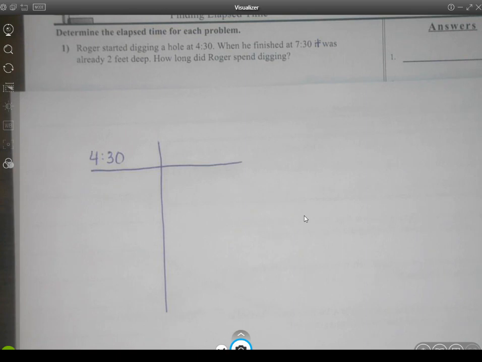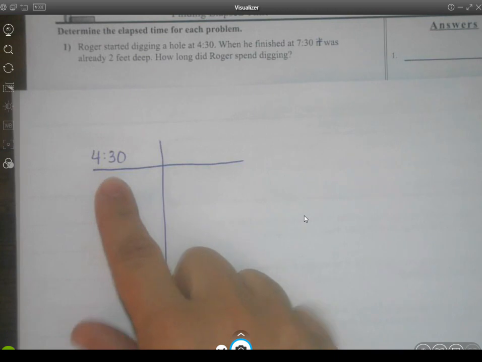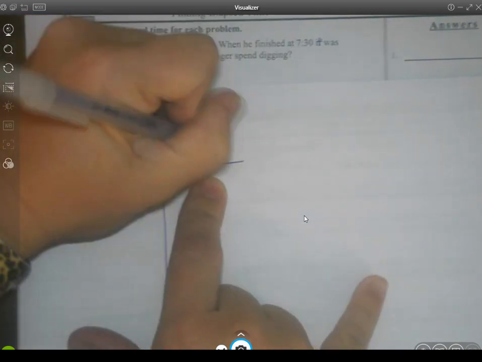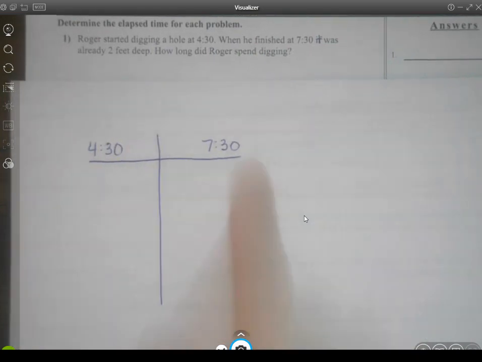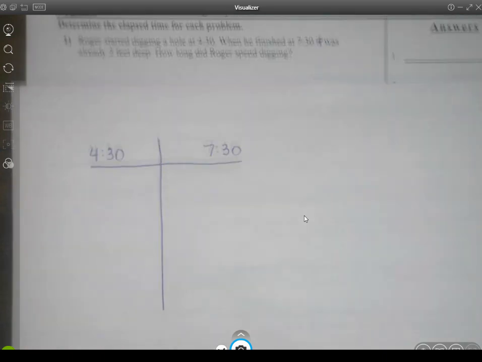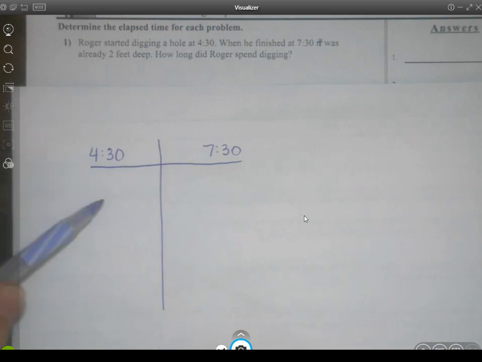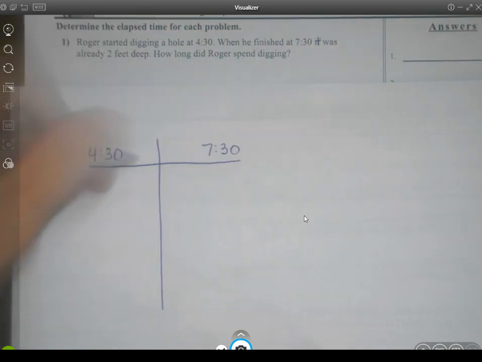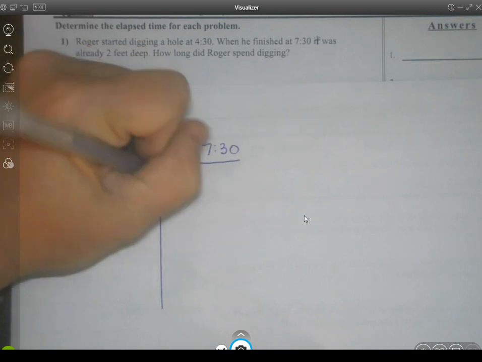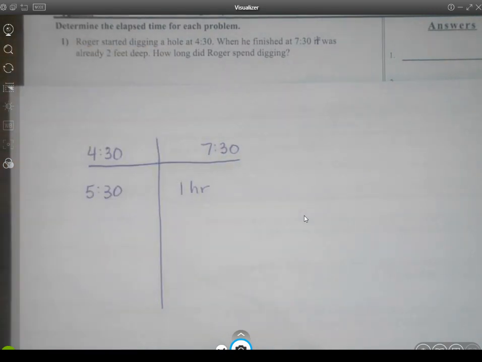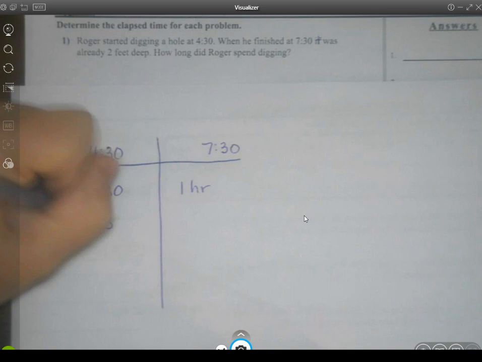So he started digging a hole at 4:30. He finished at 7:30. So here we want to write the time where we started and then here where we finished. And we need to determine now how many hours accumulated or how much time elapsed. So how long did Roger spend digging? Well, I know if I count on from 4:30, okay, 1 hour later would be 5:30. And I can put 1 hour here. And 1 hour has passed. 6:30 would then be 2 hours.